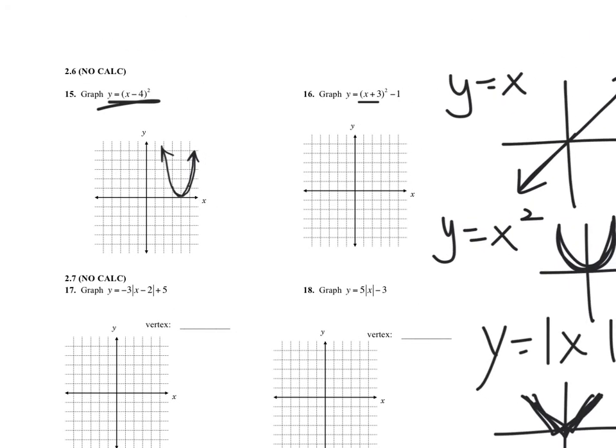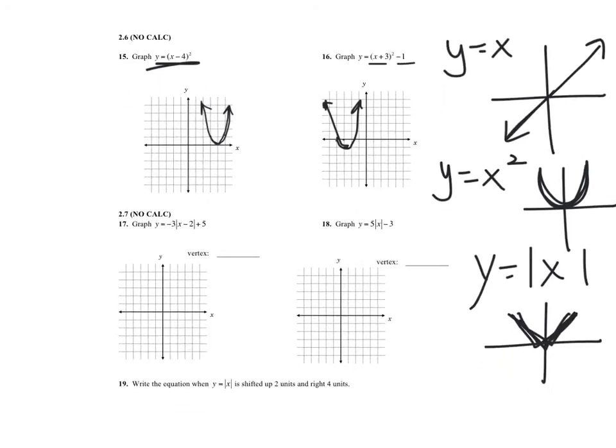Now 16 has 2 shifts. It has a shift of 3 to the left and a shift of 1 down. So that's the vertex there. And so we're going to go up 1 and over 1 in each direction. And that would be the graph of that parabola.